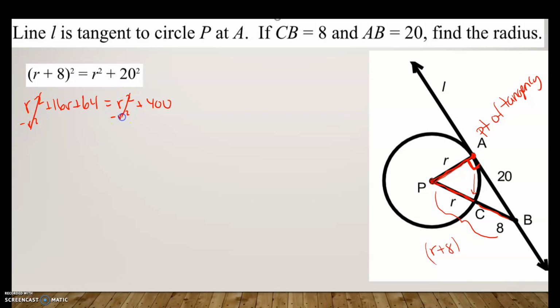Then I notice that I have an R squared on both sides, so I can just cancel out my R squareds. Those go away, and I'm going to subtract 64 from both sides. So I'm going to get 16R is equal to 400 minus 64, which is 336. Divide both sides by 16, so I get R is equal to 21.